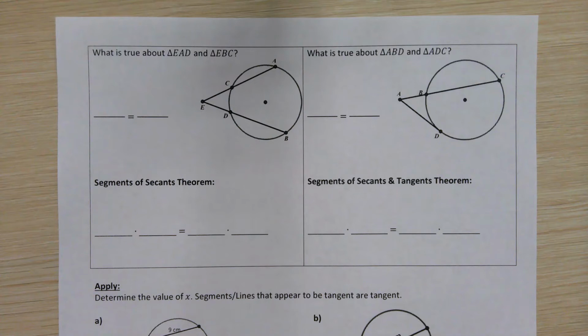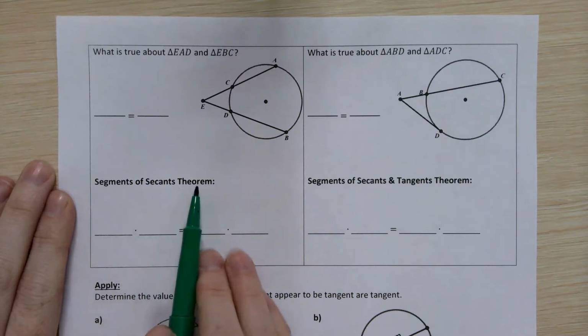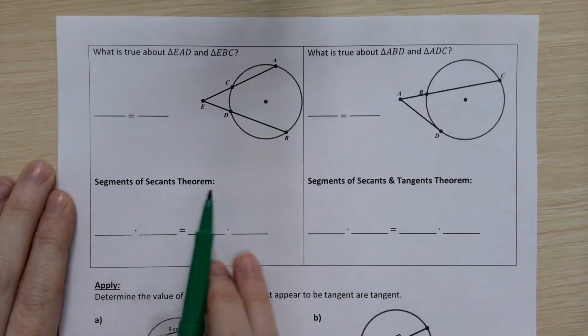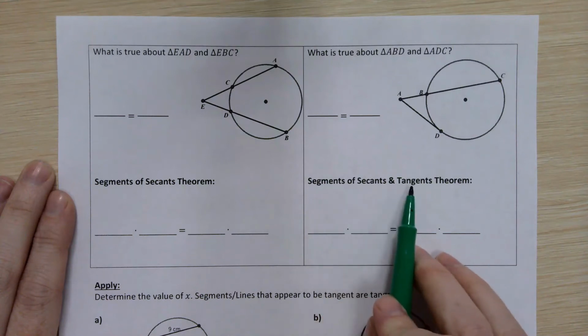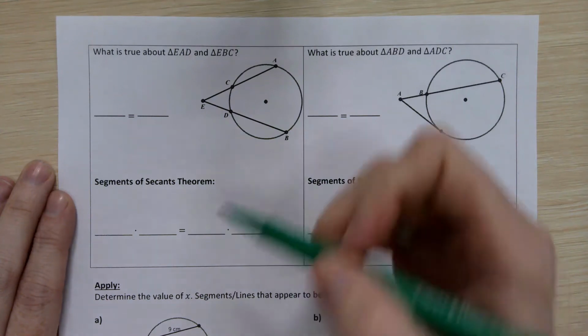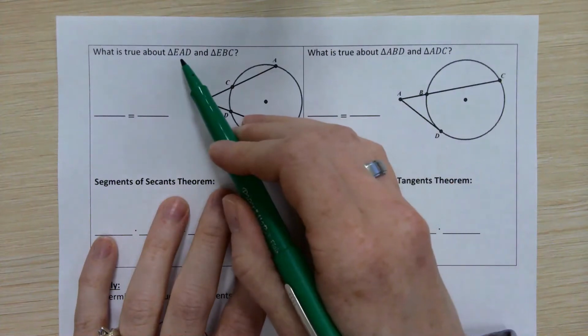We are going to continue on the back side of Class 80. If you would go ahead and flip the page. And in these two situations, we're going to investigate something similar to the segments of chords theorem, but this time it will be the segments of secants theorem, and then our last one will be the segments of secants and tangents theorem. And so we're going to investigate again a couple of triangles.